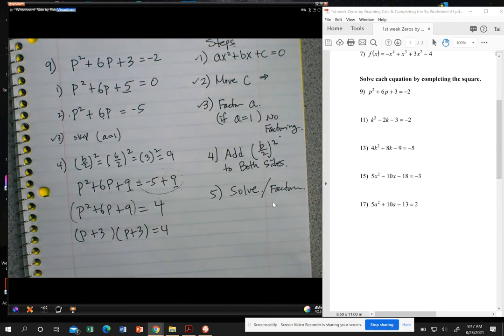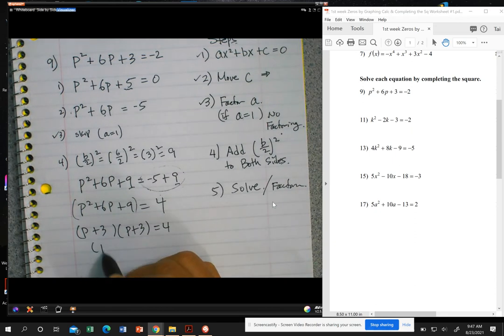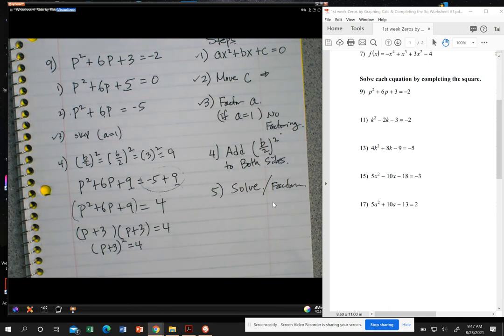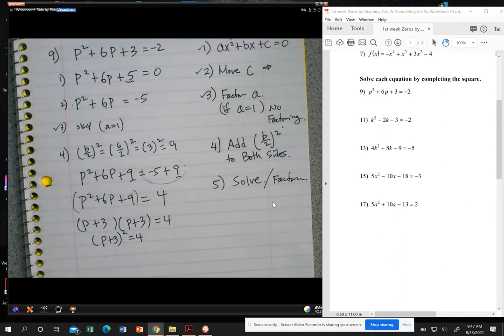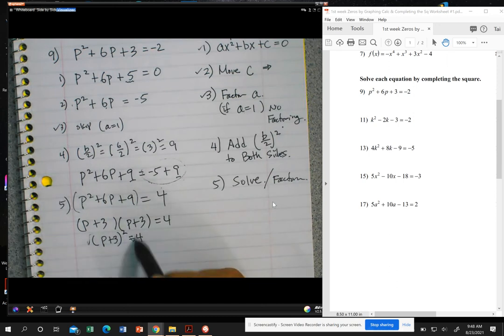But instead of writing it as p plus 3, p plus 3, can we write it as p plus 3 squared is equal to 4? Does everyone understand? Same thing. How do you solve this? How do I get rid of that square? Take the square root. If I take the square root of both sides, the squares go away.